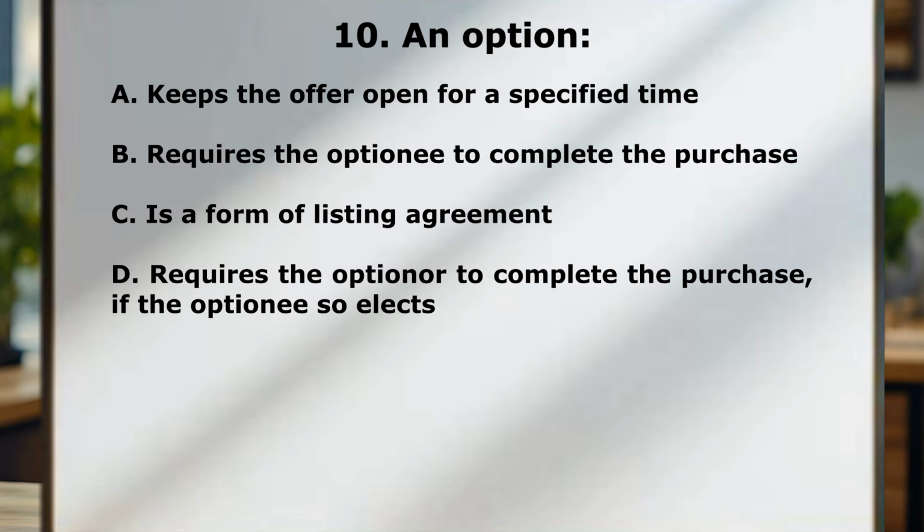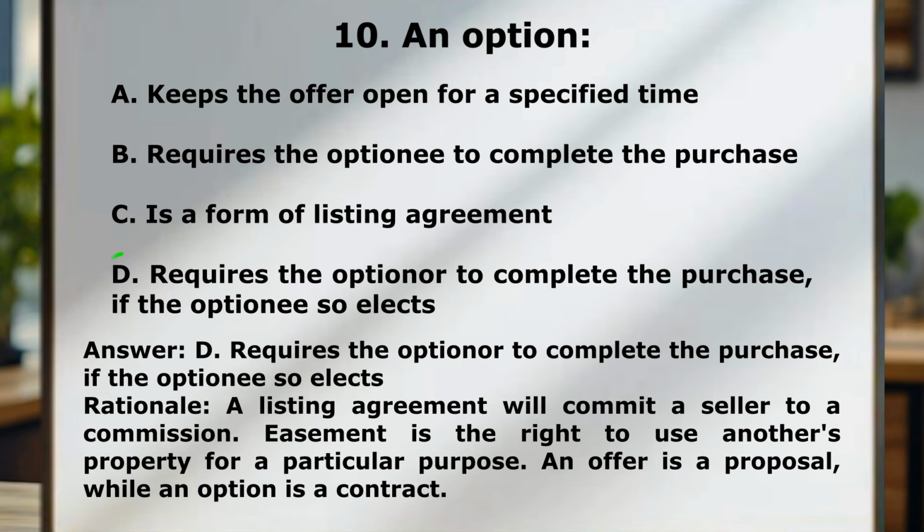Let's flash back to a couple questions ago and let's revisit a key term called a unilateral contract, meaning one party is bound by the contract. An option is a unilateral contract. So correct answer here is D, requires the optionor to complete the purchase if the optionee so elects. Once again, another question. You just got to know these definitions, easy points, pass your exam on the first try, all right?